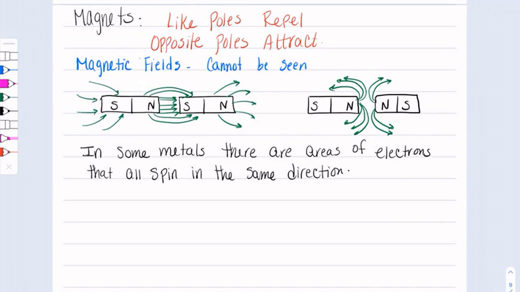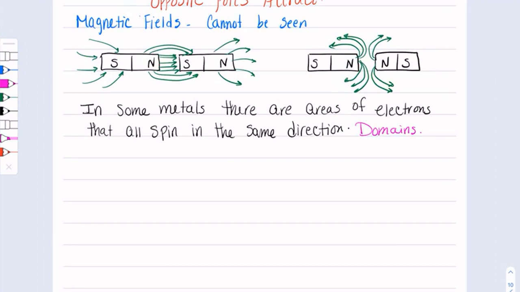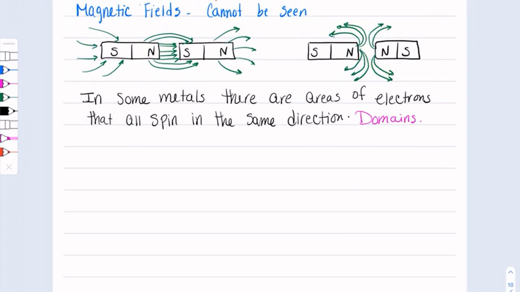These are called domains. So, in a non-metallic sample, here are the domains. These are just the areas of similar electron spin, but those spins are in random directions. So they are not all spinning in the same direction. So this is not magnetized.